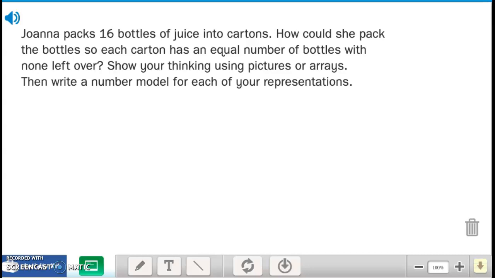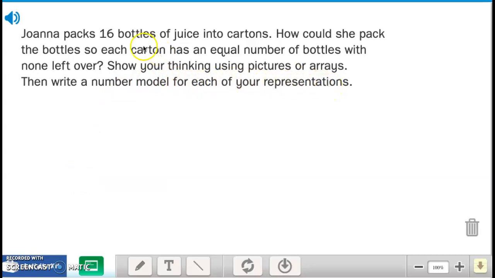Today's math message is on slide 2 if you're doing it online. It says, Joanna packs 12 bottles of juice in 2 cartons. How could she pack the bottles so each carton has an equal number of bottles with none left over? Show your thinking, use pictures or arrays, then write a number model for each of your representations.